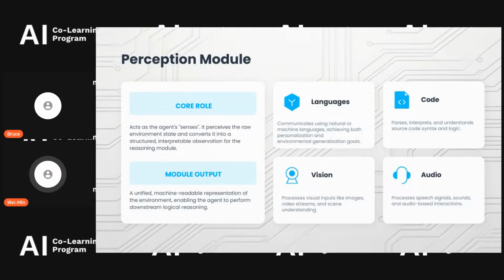For the perception module, the core role is to act as the agent sensor. So it perceives the raw environment state and converts the state into a structured, interpretable observation for the reasoning module.